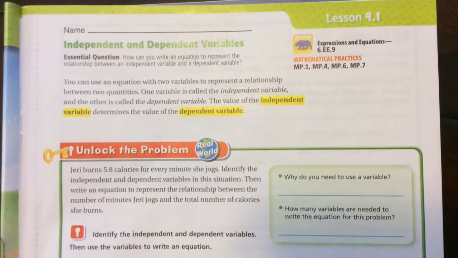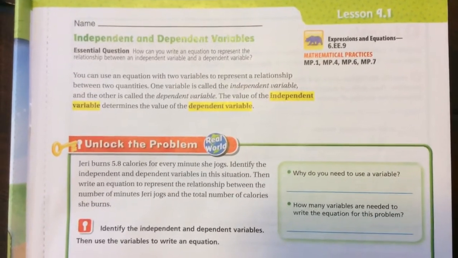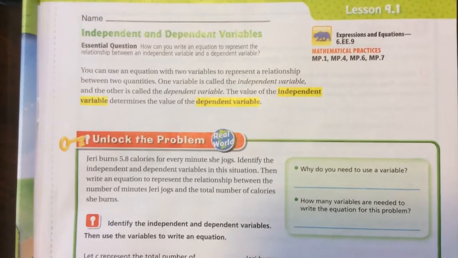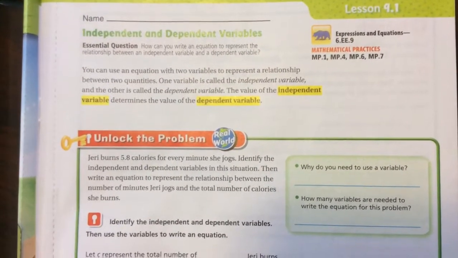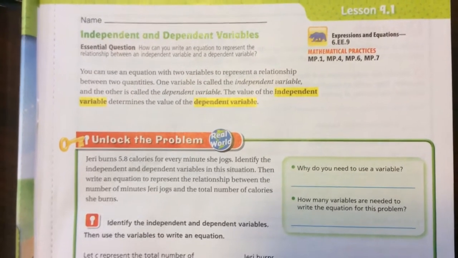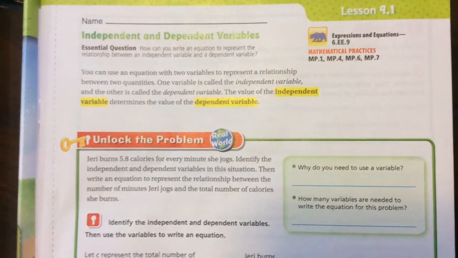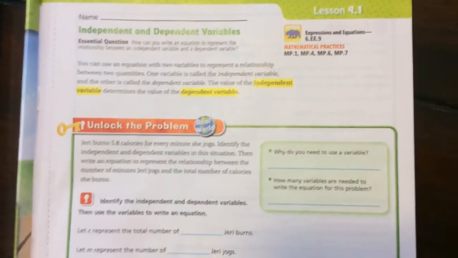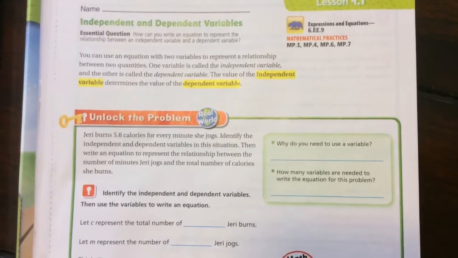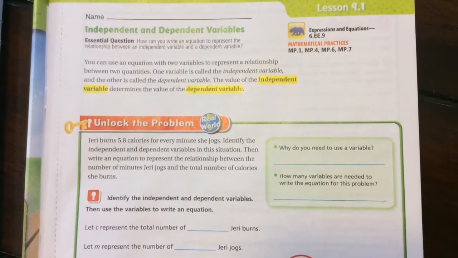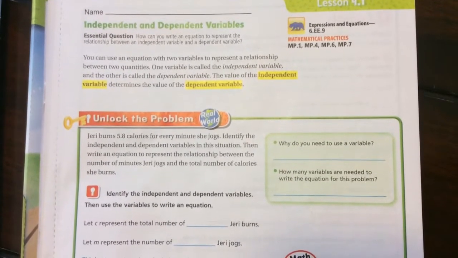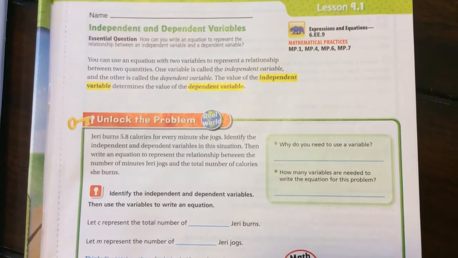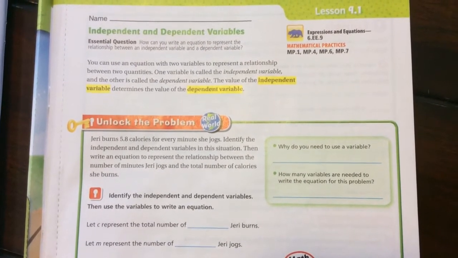This is Go Math Lesson 9.1. It's on independent and dependent variables. The essential question is, how can you write an equation to represent the relationship between an independent variable and a dependent variable? You can use an equation with two variables to represent a relationship between two quantities. One variable is called the independent variable, and the other is called the dependent variable. The value of the independent variable determines the value of the dependent variable.